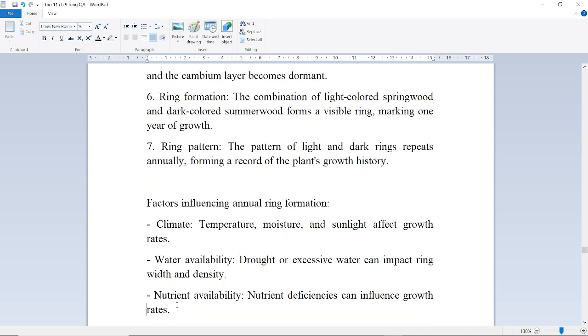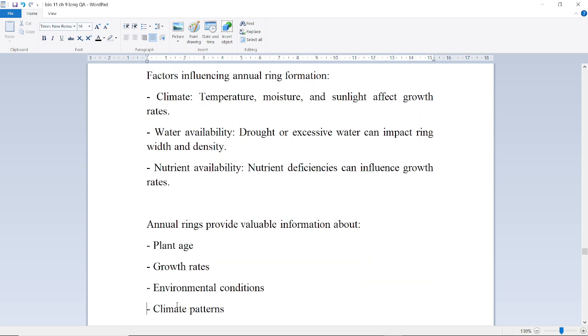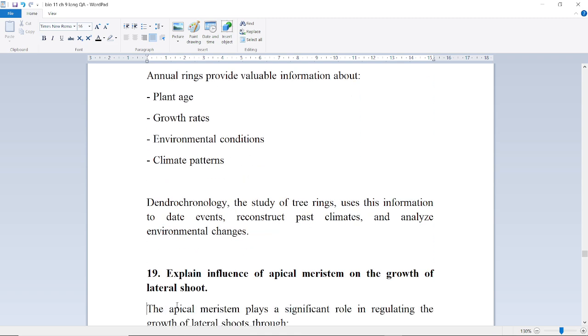Next is factors influencing annual ring formation. First of all, the factor which affects ring formation is climate, temperature, moisture, sunlight affect growth rate, water availability, drought or excessive water can impact ring width and density, nutrient availability, nutrient deficiencies can influence growth rate. Annual rings provide valuable information about plant age, growth rate, environmental condition, climate pattern. Dendrochronology, the study of tree rings, uses this information to date events, reconstruct past climate, and analyze environmental changes.